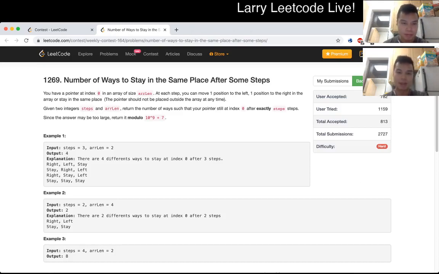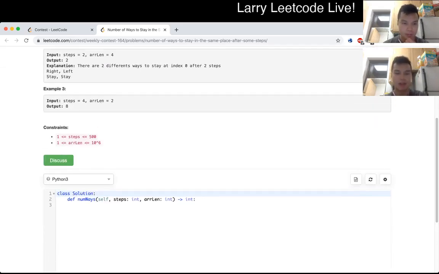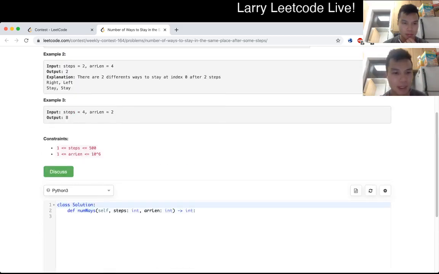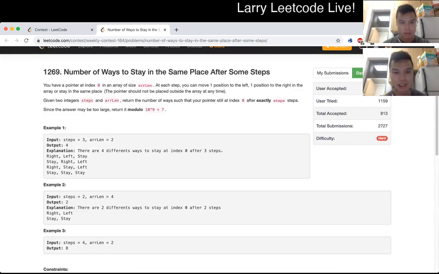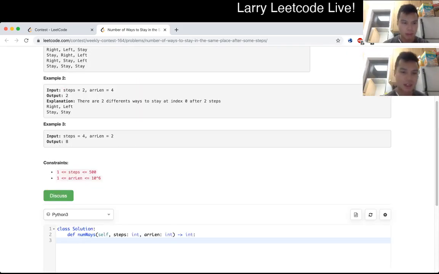Number of ways to stay in the same place after some steps. So this one is a very standard counting dynamic programming problem, where just counting the number of paths from X to Y is a dynamic programming thing. Though I think now that I think about it, you could also use some matrix multiplication type thing to get it much quicker. Though that's not necessary for this problem because steps is less than or equal to 500.